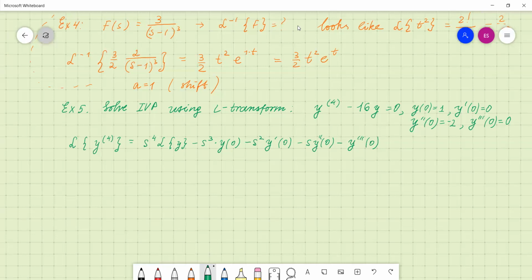And I'm going to use my initial values, plug them in over here. So my first y of 0 equals 1. That's the first derivative equals 0. And this one equals minus 2. And the last one equals 0. So I'm going to have s to the power of 4 Laplace transform of y. You know, in some books, you are going to see a big Y instead of writing Laplace transform of y. I think I'm going to keep writing Laplace transform of y, but again, that's up to you how you write it up. Then the first one is going to give me minus s cubed, multiplied by 1. The second one is going to disappear, and the third one is going to give me plus 2s.